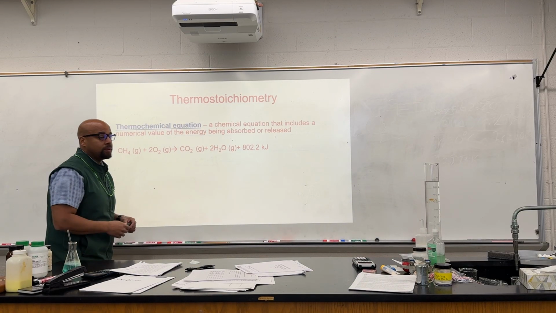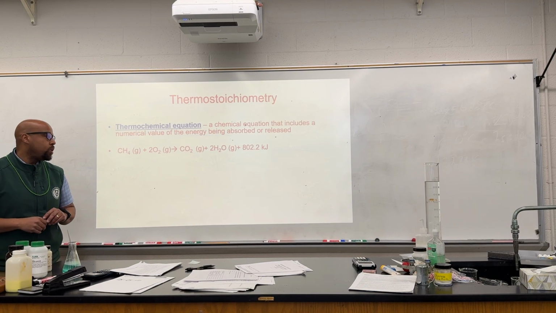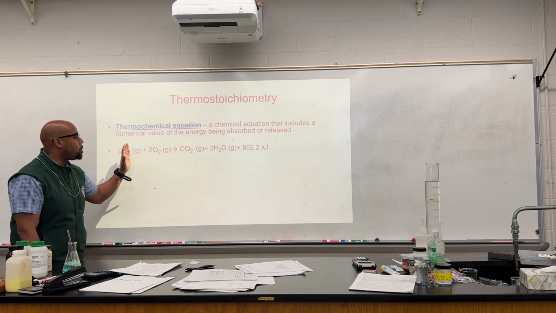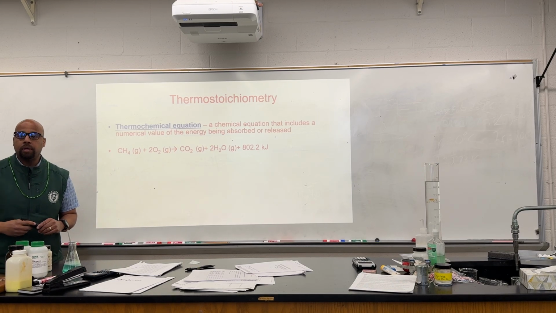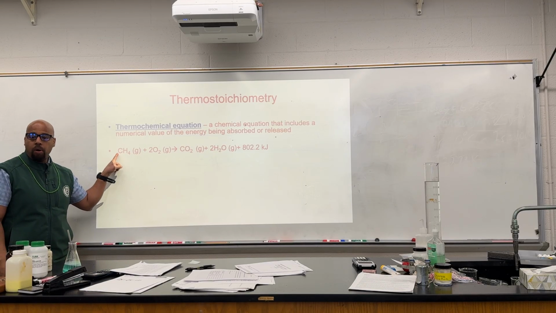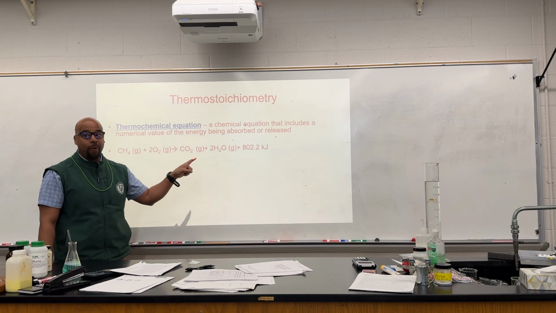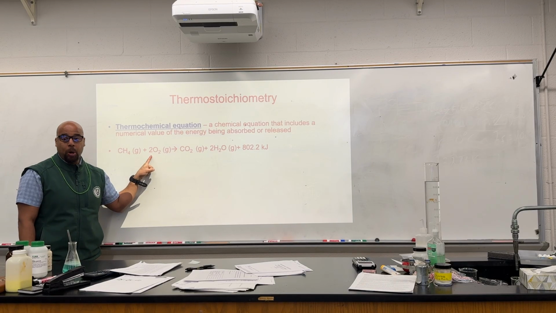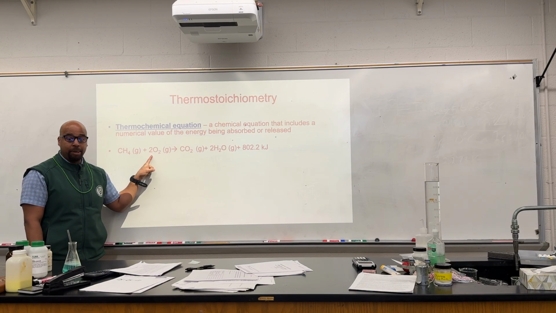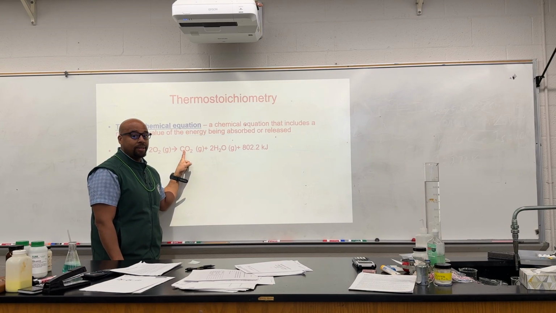And the reason why, for me, thermostoichiometry is really easy is because if you think about normal stoichiometry, we always say it's a mole to mole ratio. But watch what's going to happen here. If I have 1 mole of this methane going through the reaction, how much energy is going to be produced? 802.2 kilojoules. If I have 2 moles of the oxygen go through the reaction, how much energy do I get? 802. If I get 1 mole of the carbon dioxide, how much energy?